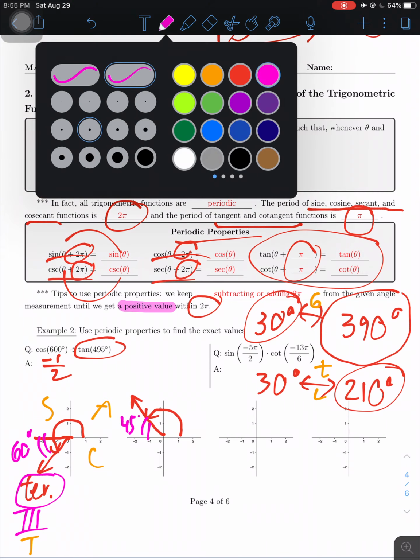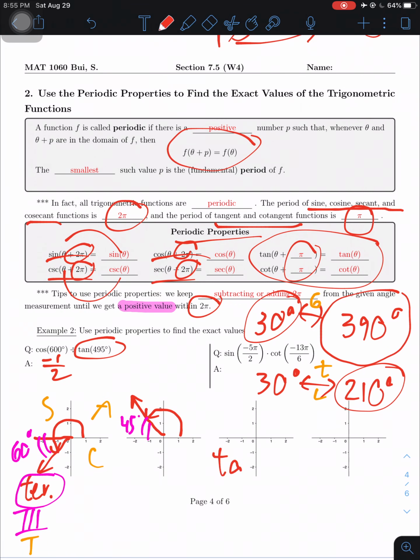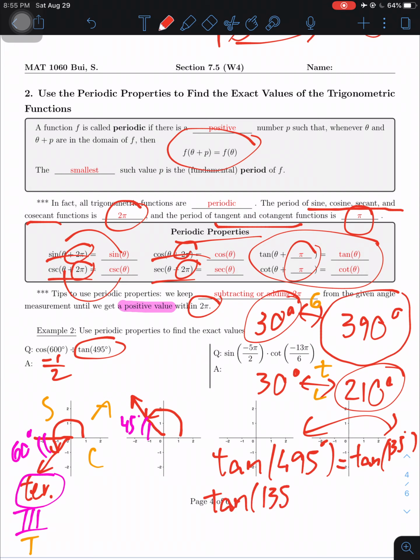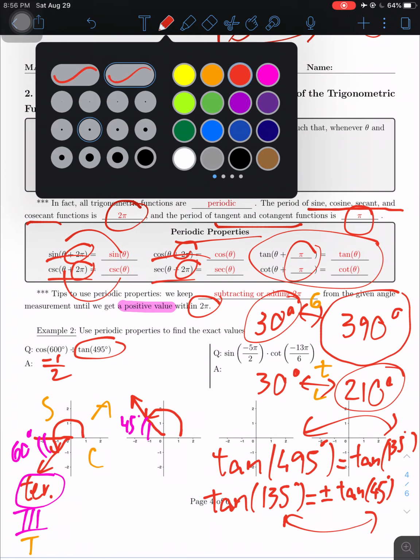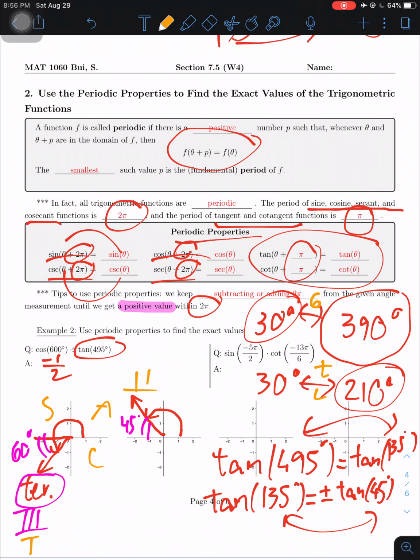Now let's talk about the value, including the trig functions. So we have tangent of 495 equals tangent of 135, because these two are coterminal angles of each other. But then the next reasoning, we have tangent of 135 equals plus or minus tangent of 45, because 45 degrees is the reference angle of 135. Now we have to determine whether it's a plus or a minus. As we can see, the terminal side here is pointing toward the second quadrant, so let me put second in here. And we have All Students Take Calculus.